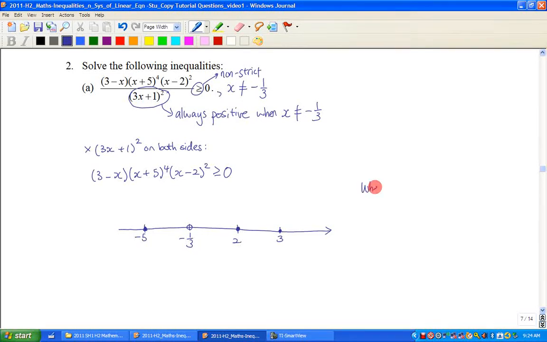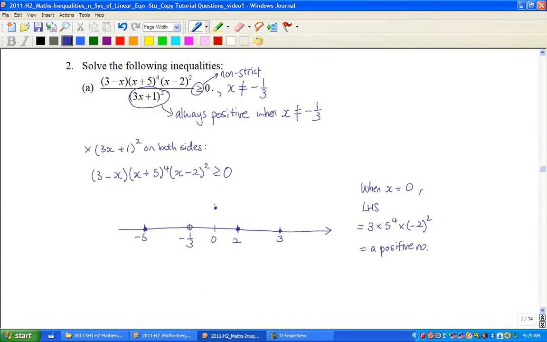When x equals 0, the left hand side of the inequality is equal to 3 times 5 to the power of 4 times the square of negative 2, which is some positive number. So if we look at the expression at x equals 0, the point on the graph should lie above the x-axis at this value of x.